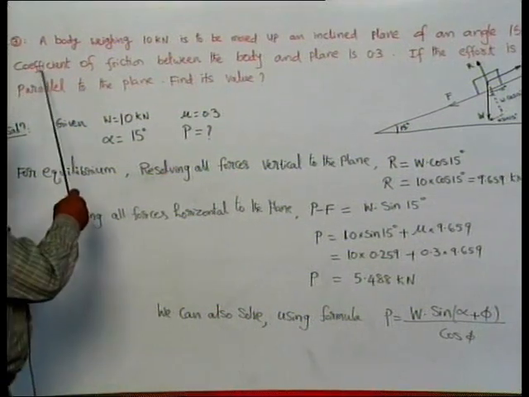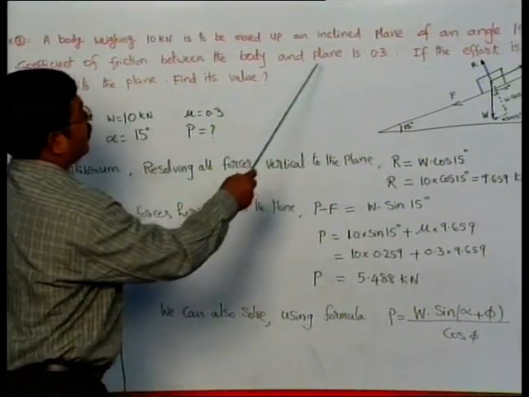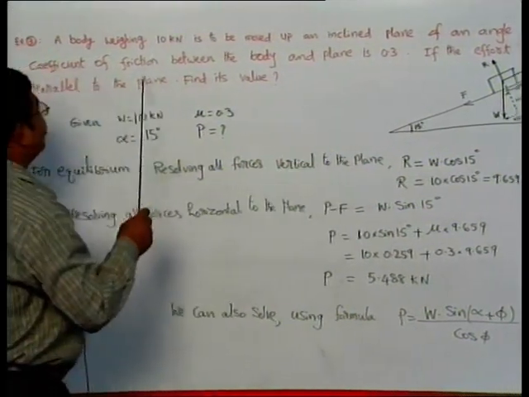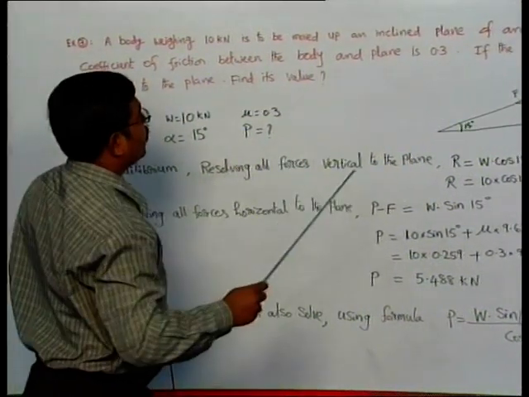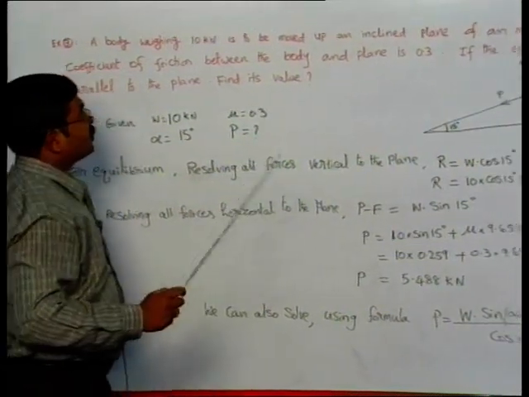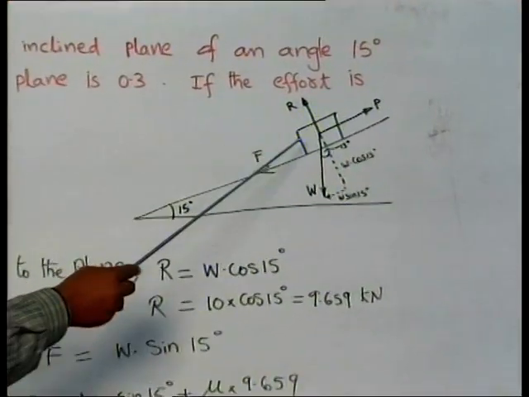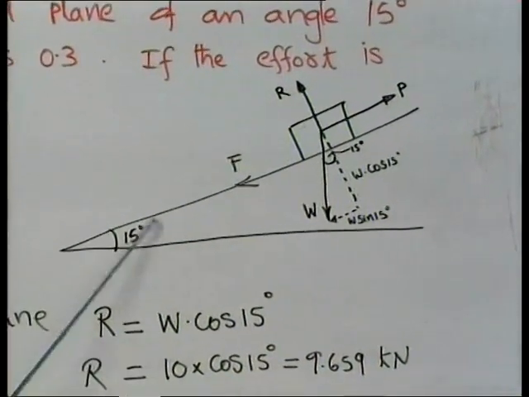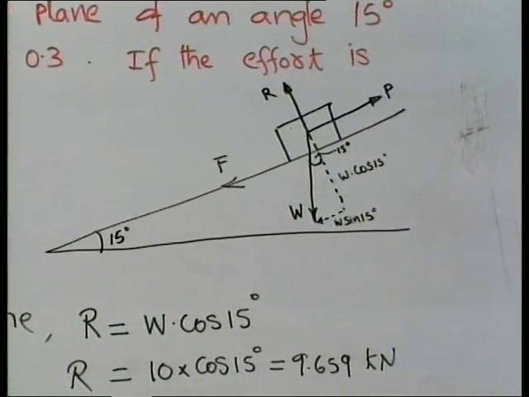Now let us solve the third problem. A body weighing 10 kilonewton is to be moved up an inclined plane of an angle 15 degree. Coefficient of friction between the body and plane is 0.3. If the effort is parallel to the plane, find the value of the effort. So let us draw the diagram first. A body weighing 10 kilonewton is resting on the inclined plane of an angle 15 degree. Coefficient of friction between the body and the plane is 0.3. Angle of inclination 15 degree.